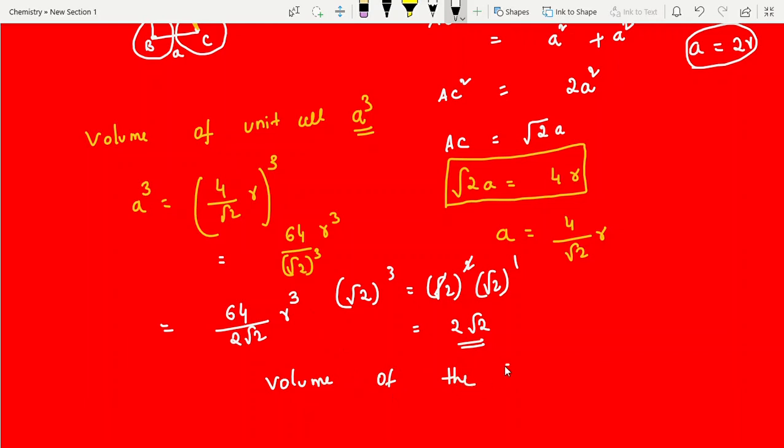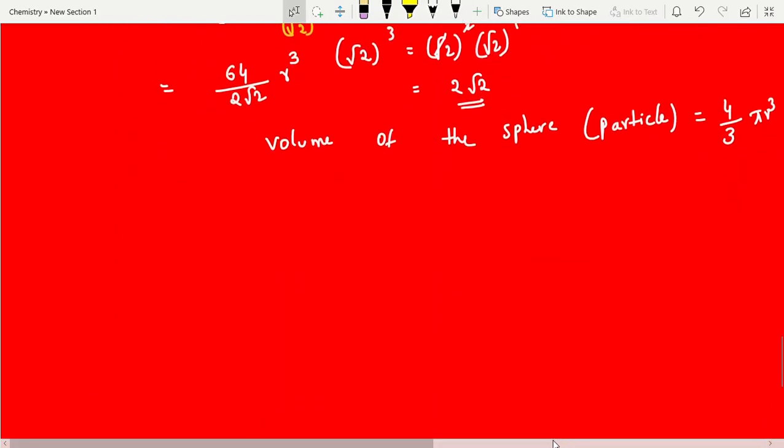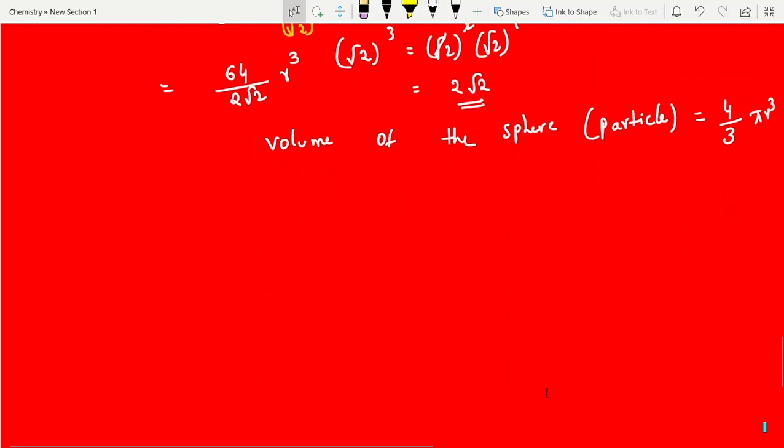Volume of the sphere. Or what is the sphere here? The particle, the atom we are considering, no? What is that? 4/3 pi r cube. That's it, students. Everything we know, we can just substitute in the formula. So what is the packing efficiency formula? What is the packing efficiency formula, students?